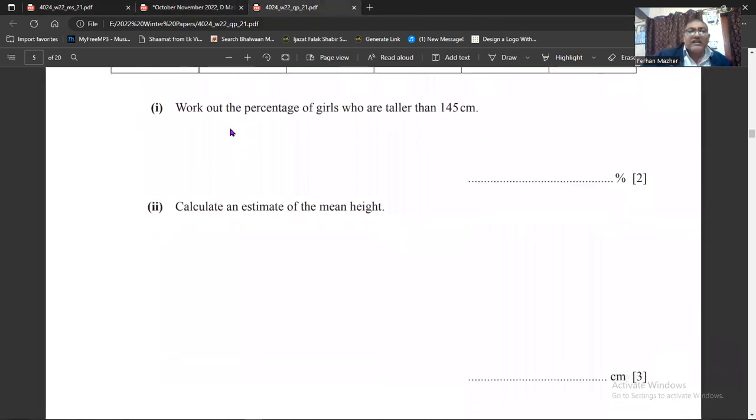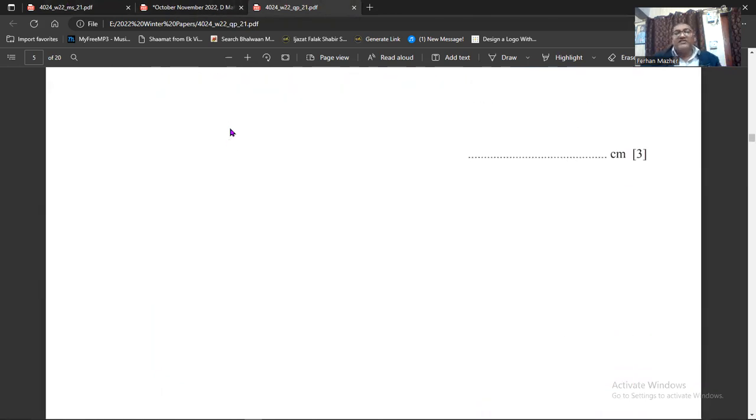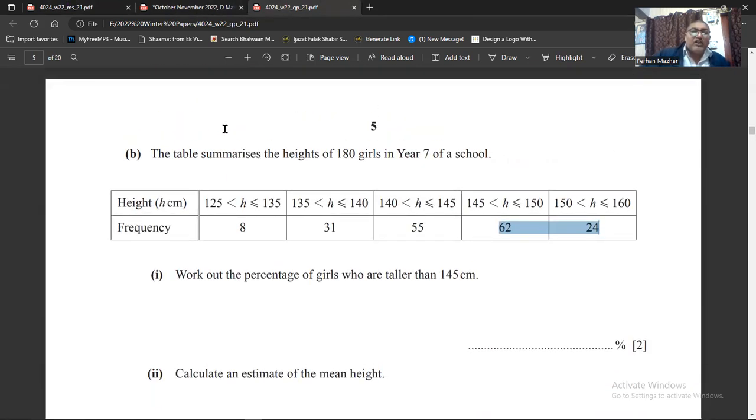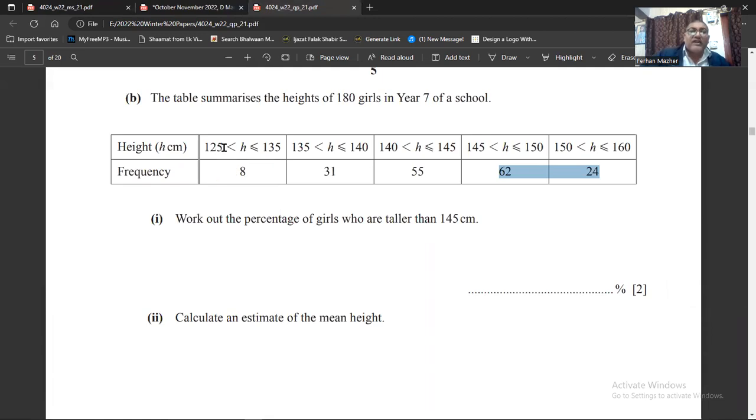Then the question is calculate an estimate of the mean height. It's a 3 marks question. So if you want to find out the mean, first of all, you have to find the mid values of each class. How you find that? Add 125 and 135, whatever is the sum, divided with the 2. Add 135 and 140, divided with the 2. 140 plus 145, divided with the 2. And 145 plus 150, divided with the 2. 150 plus 160, divided with the 2. You get the mid value.